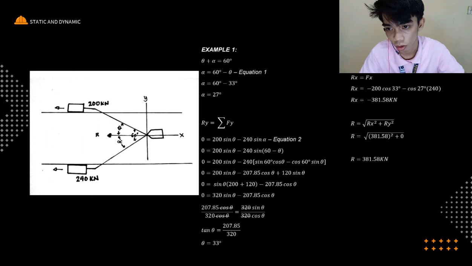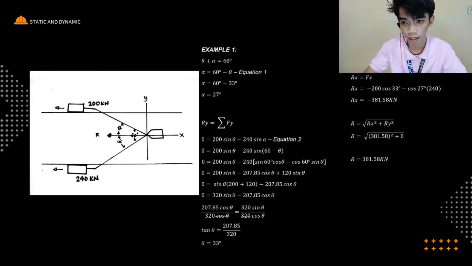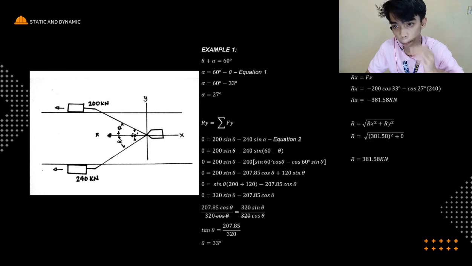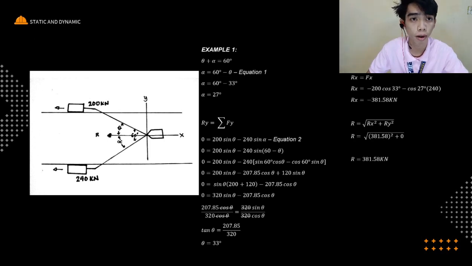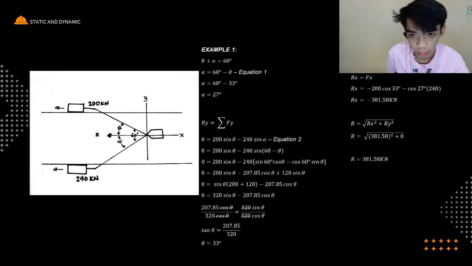So, magkakaroon po tayo ng isang resultant po sa dalawang loads. Pero magkakaiba po sila ng angle. So papangalanan na lang po natin yung angle ng 200 kN na theta, at yung sa 240 is alpha. Since ang kabuuang angle niya is 60 degrees, magkakaroon tayo ng theta plus alpha is equal to 60 degrees. Transposition lang natin. Alpha is equal to 60 degrees minus theta. Bali yun yung magiging equation 1 natin.